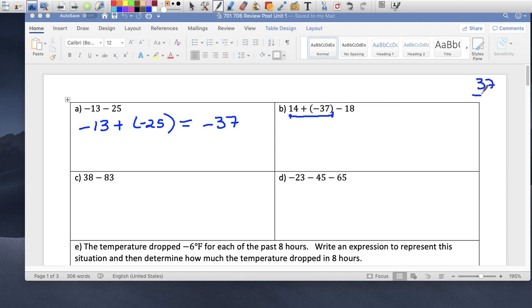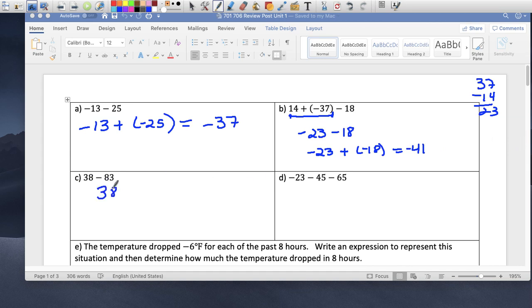So 37 minus 14 is 23, but it's going to be negative. And then we got negative 23 minus 18. Let's change that to an addition. Negative 23 plus negative 18. They're both friends, so I end up with 41 negative.